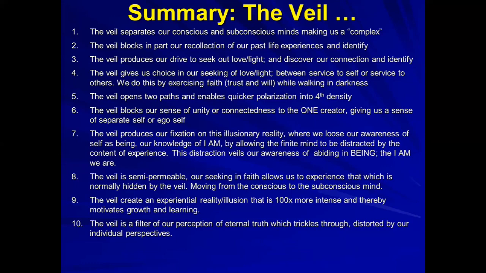And so each one of these, I think, speaks for itself, but let's just go through them. The veil separates our conscious and subconscious mind, making us a complex. That's where the word complex came from. Before that, Ra makes it clear that your consciousness directed everything from how often your heart beat, to your blood pressure, to how much pain you felt when you hurt yourself. You had conscious control over all of those. When the veil came in, some of those were relegated to automatic, subconscious, or below your awareness.